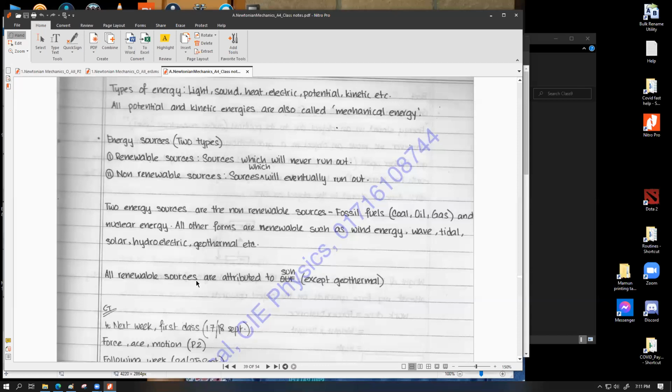Okay, another thing to discuss is that all renewable sources are attributed to the sun. How does this work out? Okay, nuclear energy, why is nuclear energy considered to be non-renewable? That's the thing I wanted to say. The reason nuclear energy is considered non-renewable is because each individual radioactive nucleus, for example, the most common nucleus that we break down in nuclear reactors is the uranium nucleus, uranium-235 isotope more precisely.